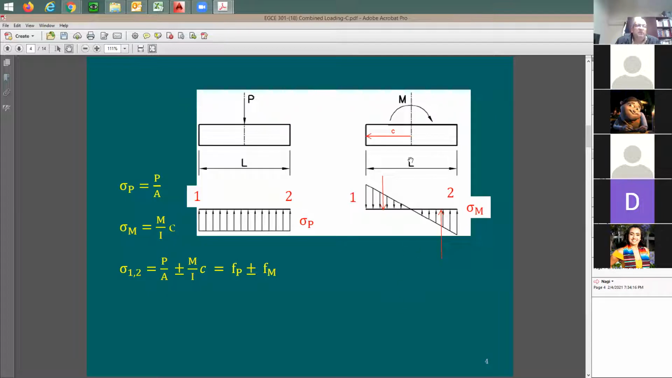Now, when you do summation of the forces in this direction, you're going to see that this tension is going to be the same as this compression force. They're equal to each other. Therefore, there is no force in this direction. And this makes sense because this is only moment.